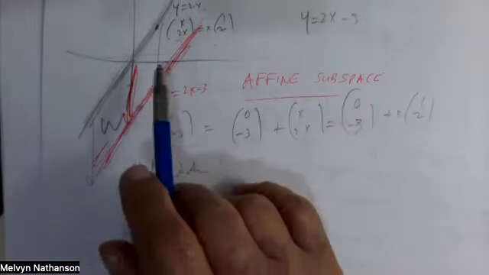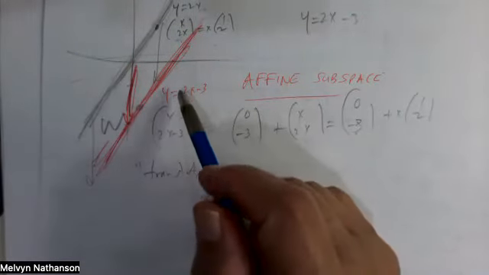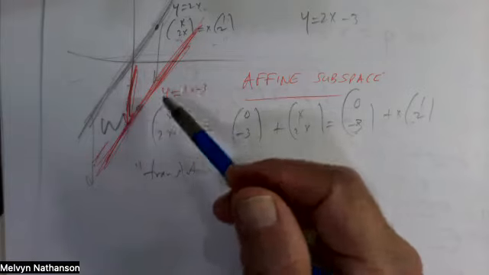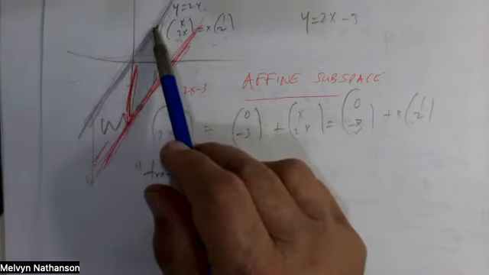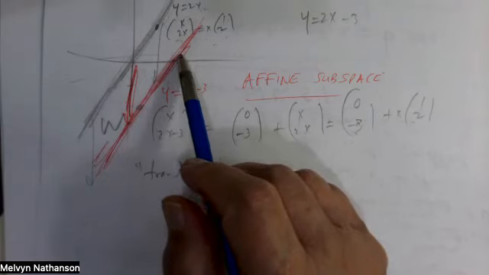Then I pick another line parallel to this. Two lines are parallel. They have the same slope. y equals mx plus b. m is the slope. This line is slope 2. This line is slope 2.